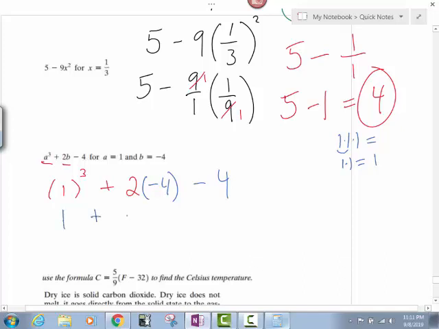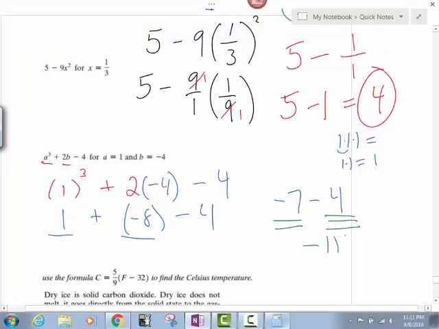Okay. 2 times negative 4, negative 8, okay, minus 4. I'm just going to go left to right. I have $1 and I owe you 8. I owe you 7. Okay. Minus 4. If I owe you $7 and I borrow 4 more, now I owe you 11. Okay.